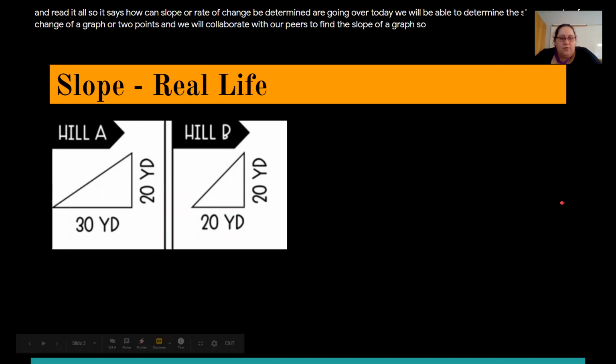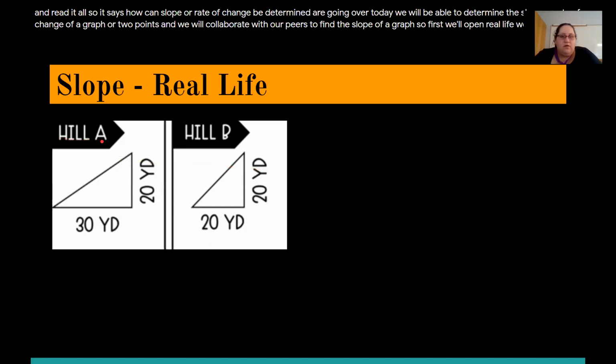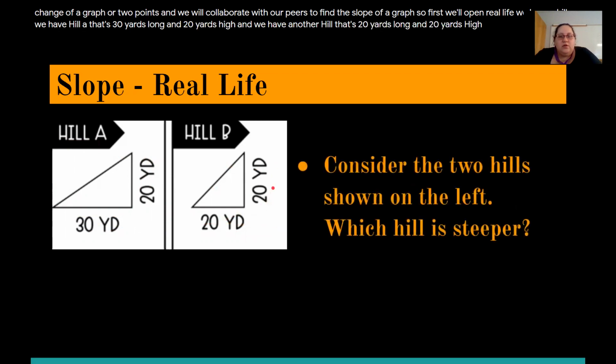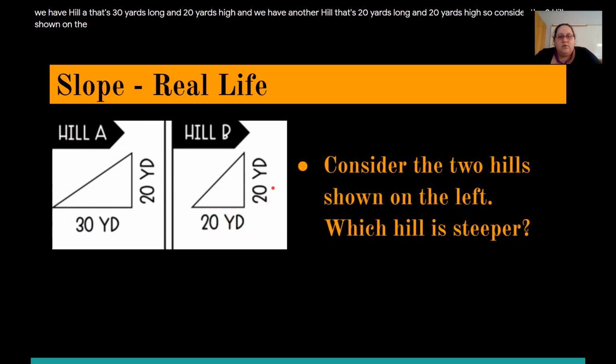So for slope in real life, we have a hill. We have hill A, and it's 30 yards long and 20 yards high. And we have another hill that's 20 yards long and 20 yards high. So consider the two hills shown on the left. Which hill do you think is going to be steeper? Do you think this one will be steeper or this one?